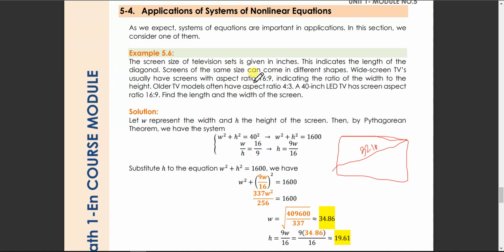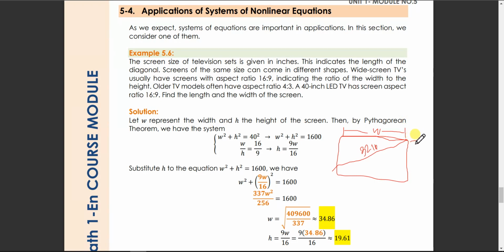Screens of the same size can come in different shapes, because TVs come in various shapes. Widescreen TVs usually have screens with an aspect ratio of 16 by 9. When you say ratio, it means a fraction. So the ratio is 16 by 9, where 16 is the width and 9 is the height. Width means your width.